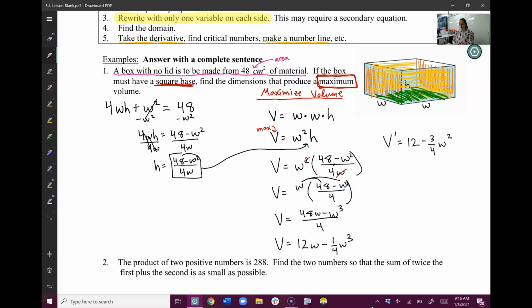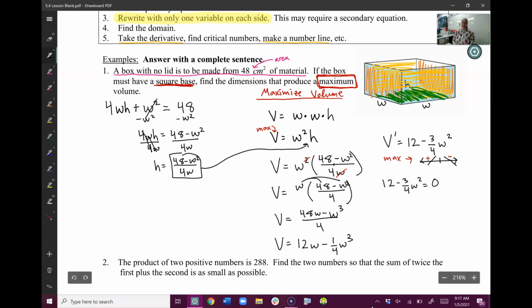I am looking for, once again, let's remind ourselves, a maximum. So if I think on a number line, a maximum should go from increasing, which is going to be positive, to decreasing, which is going to be negative. So this is what I need to see on my number line. But first I have to make a number line. So we remember, what goes on a number line? Critical numbers. And critical numbers are where your equation either equals 0 or it equals undefined.